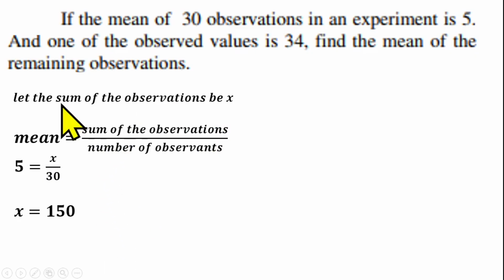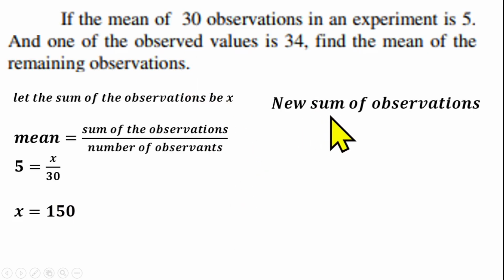So that means the sum of all the observations is 150, and one of the observations is 34. If you remove 34 from this, that will give us the sum of the remaining observations. So the new sum will be 150 minus 34, because the question says you should find the mean of the remaining observations. That should give us 116.